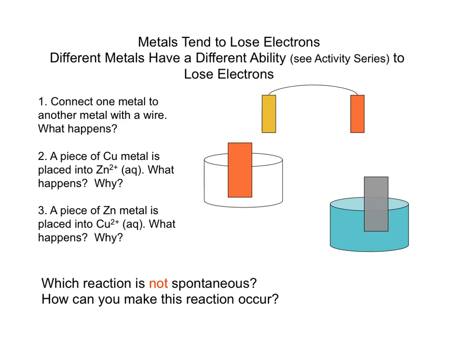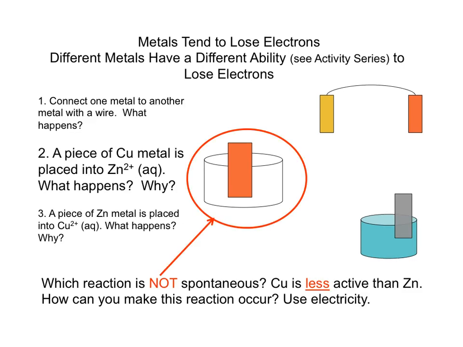So stop the video and answer these questions. And here are the answers. If we connect one metal to another metal, electrons will flow from the more active metal to the less active metal.